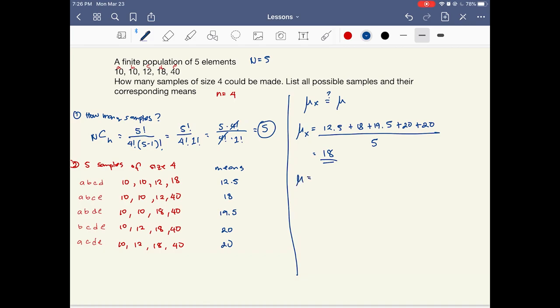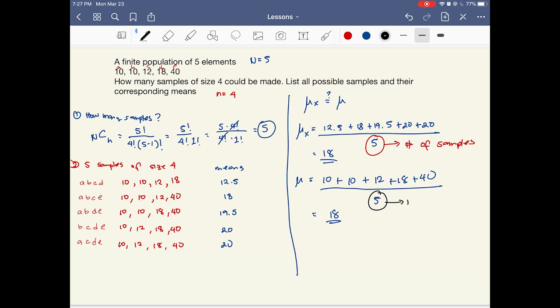Now, to find mu, recall the formula for the mean. We have 10 plus 10 plus 12 plus 18 plus 40. So we're going to see if they are the same. We divide it by 5. The answer is also 18. In this case, the 5 in mu x is the number of samples. But the 5 here is the number of data in the population.